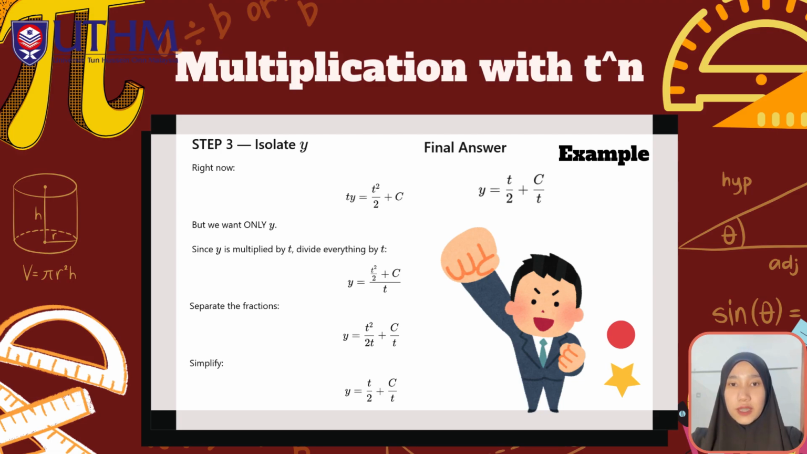Now, divide everything by t. y equals open bracket t squared over 2 plus c close bracket divided by t. Split the fractions. y equals t squared over 2t plus c over t. Simplify. y equals t over 2 plus c over t. So, the final solution is y equals t over 2 plus c over t.